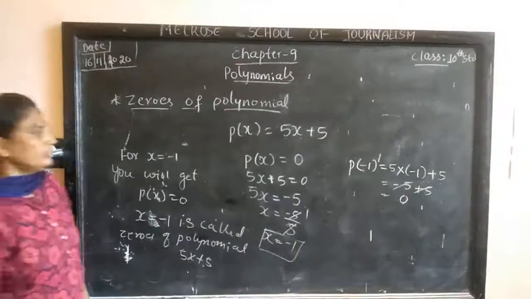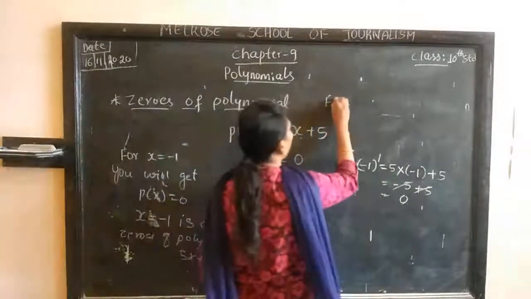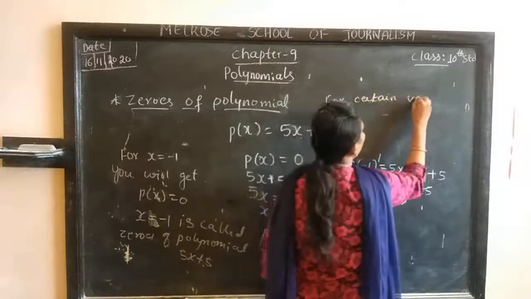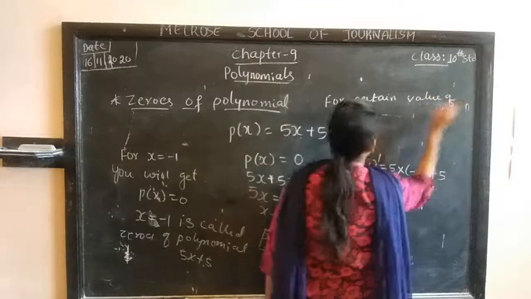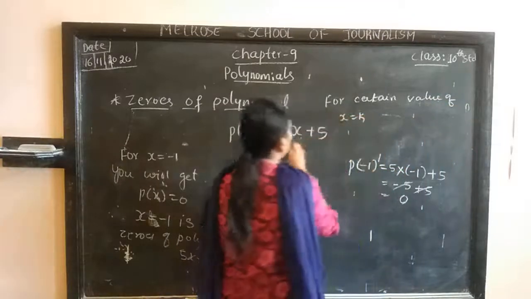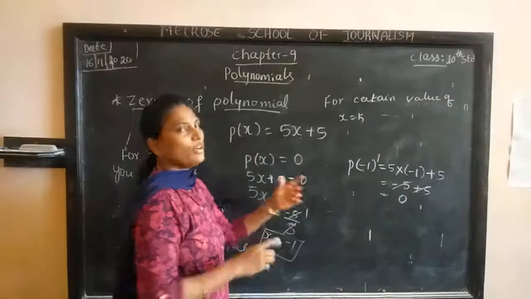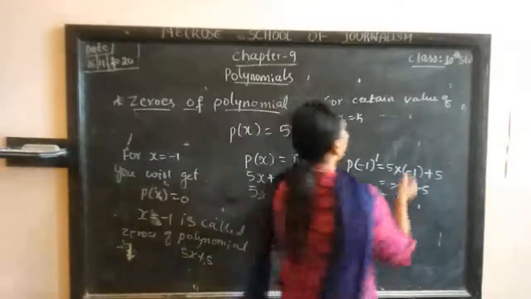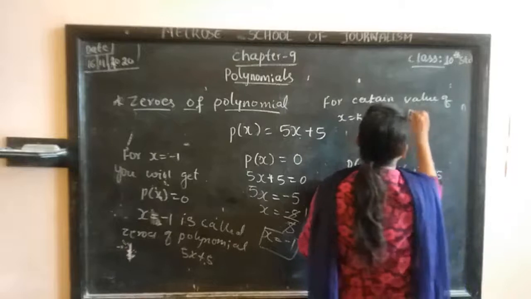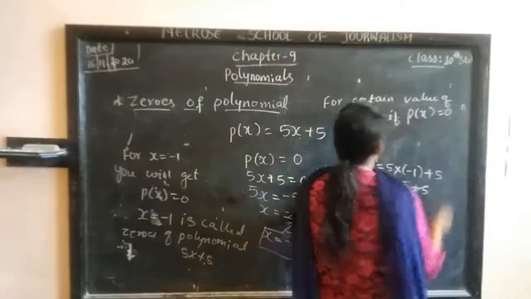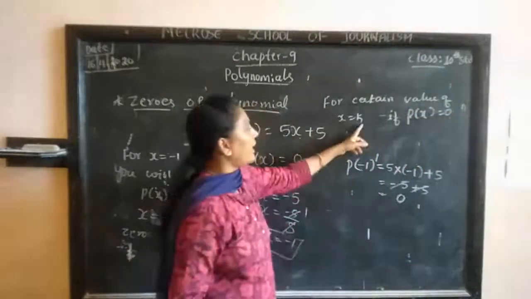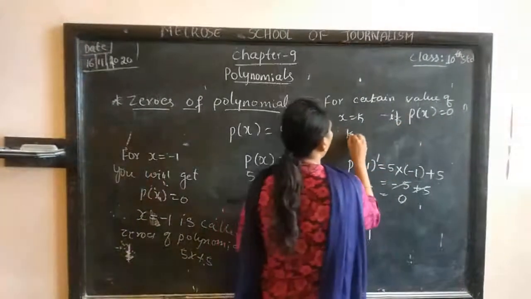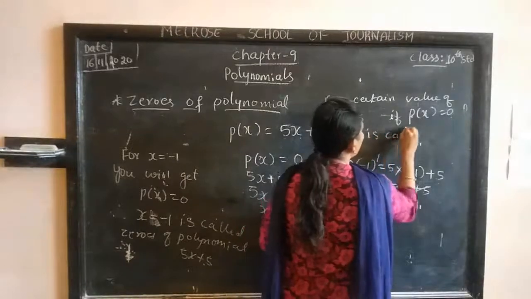Clear? So for a certain value x equals k, we don't know, for this you know x equals minus 1. For any polynomial, for x equals k, if P of x equals 0, meaning after substituting x as k you get P of x as 0, in that case k is called the zero of the polynomial.